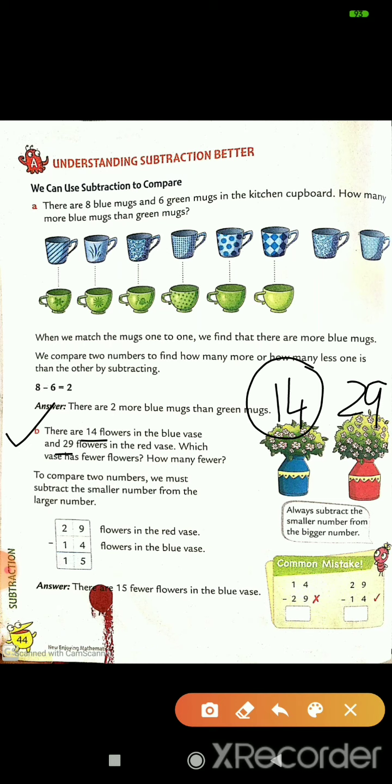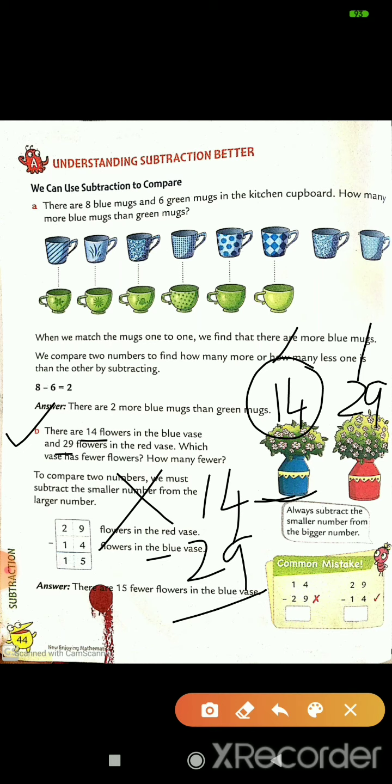So students, for finding which vase has fewer flowers, we need to compare both of them. So we need to compare 14 and 29 together. Which is the smaller number, students? 14. So obviously the blue vase will have fewer flowers, but how many fewer? For that we need to do subtraction. Now students, can we write 14 minus 29?